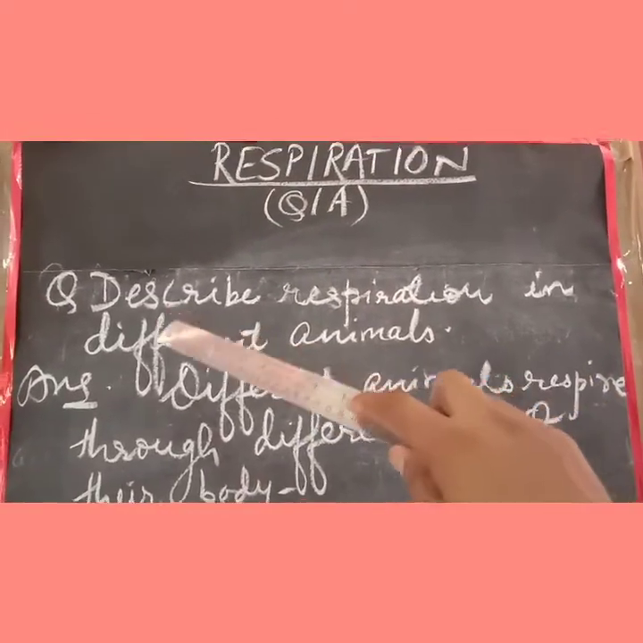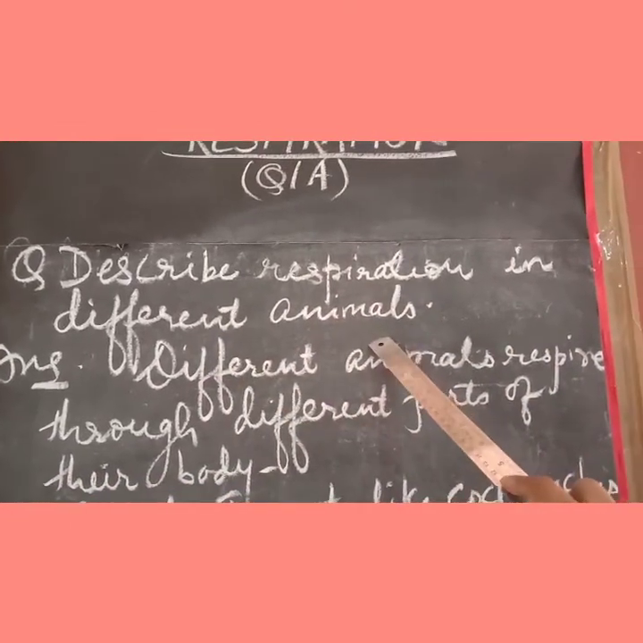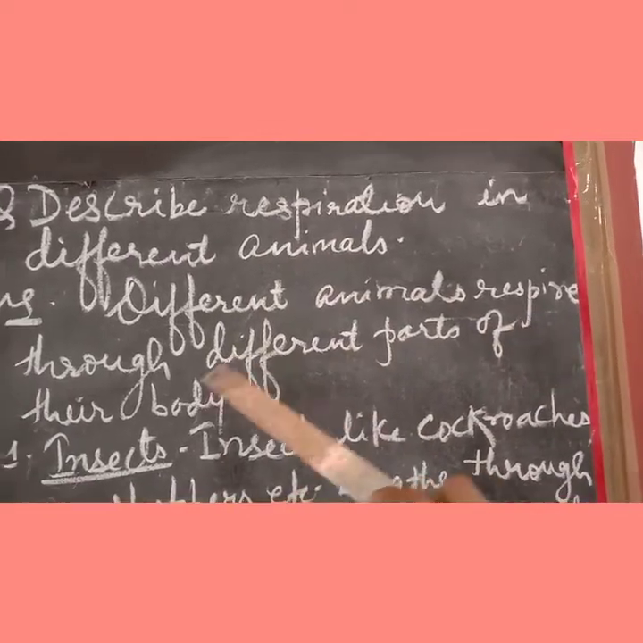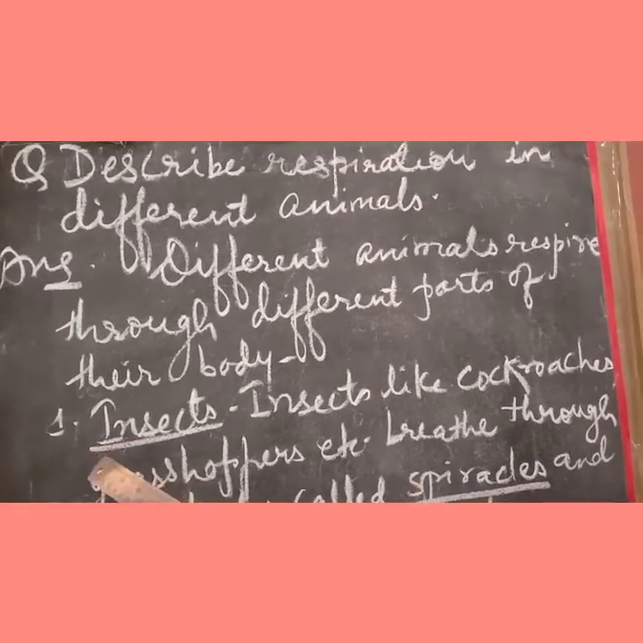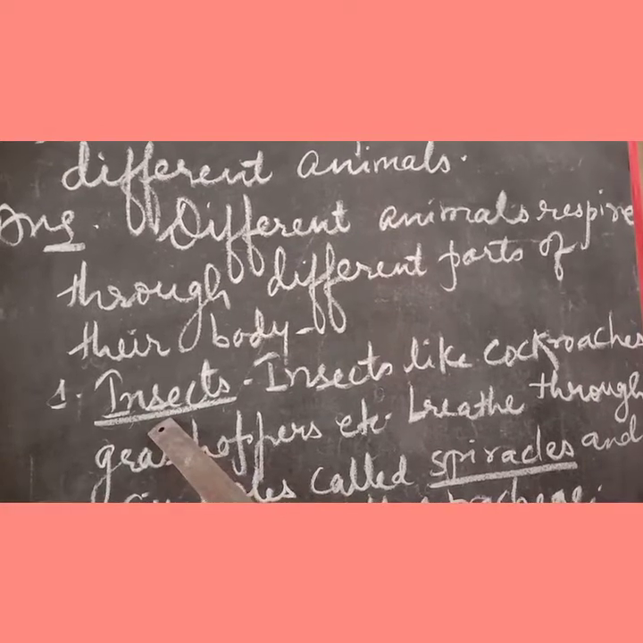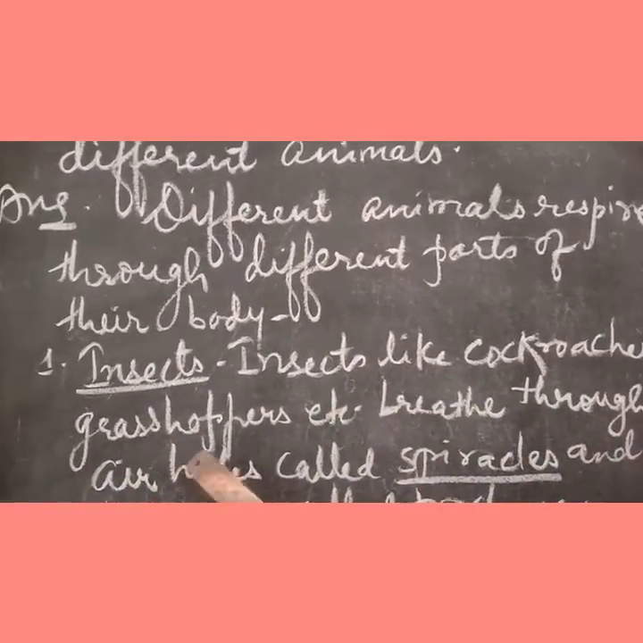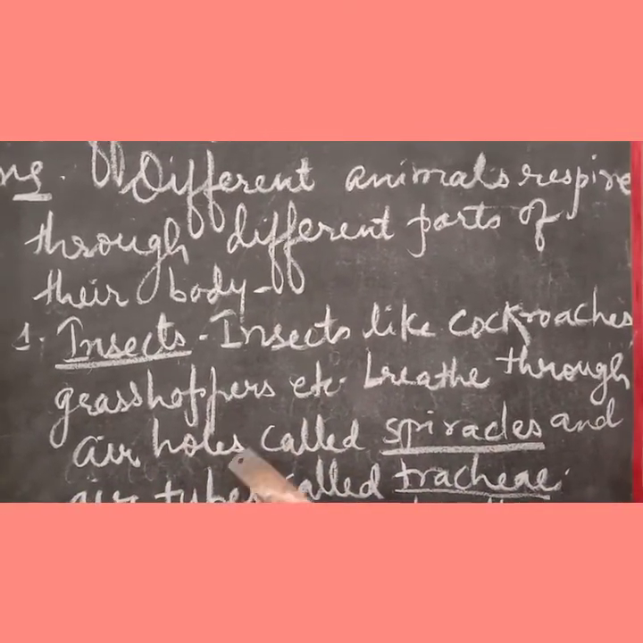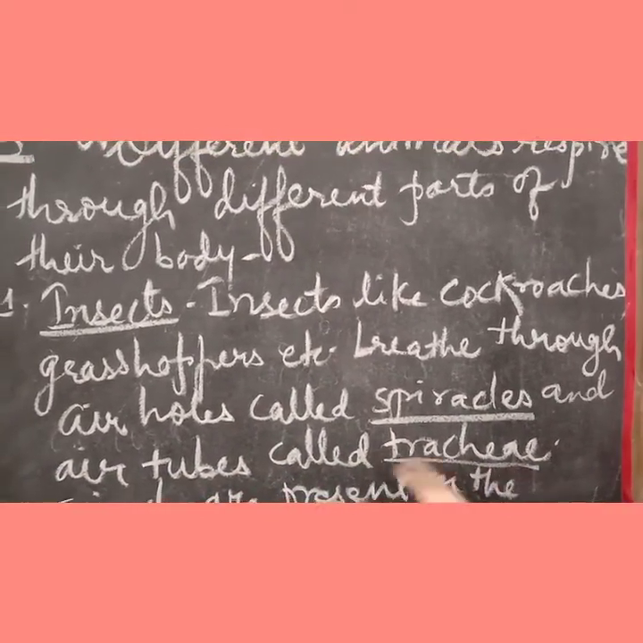Let's move to the next question. Describe respiration in different animals. Children, different animals respire through different body parts. For example, let's see how insects respire. Insects like cockroaches, grasshoppers, etc. breathe through air holes called spiracles and air tubes called tracheae.